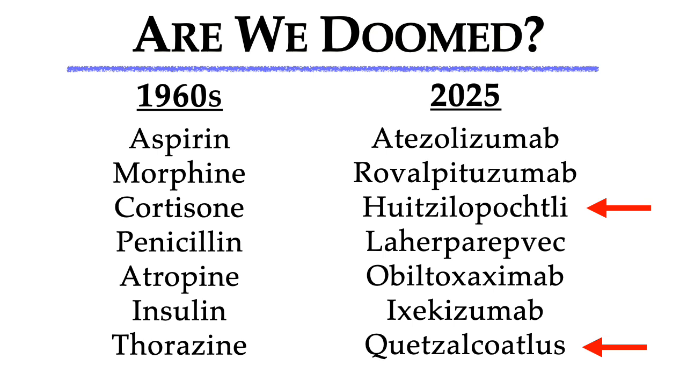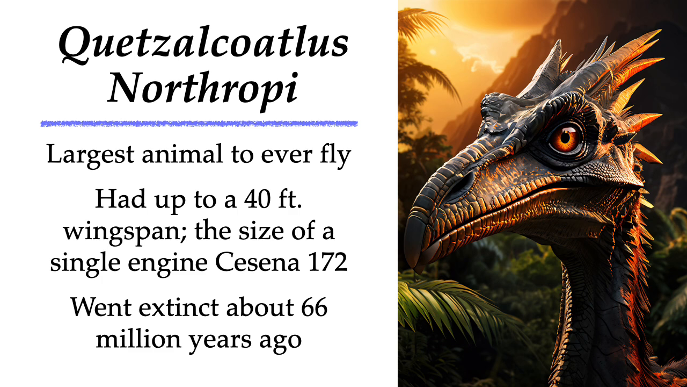But I'm against all these crazy new drug names that they're coming out with. They could figure out how to make them shorter. And by the way, that dinosaur was great. Very cute guy. He was the largest animal ever to fly. He had a 40-foot wingspan, size of a single-engine Cessna 172. And of course, he went extinct with all the other dinosaurs when that asteroid hit the Earth about 66 million years ago.